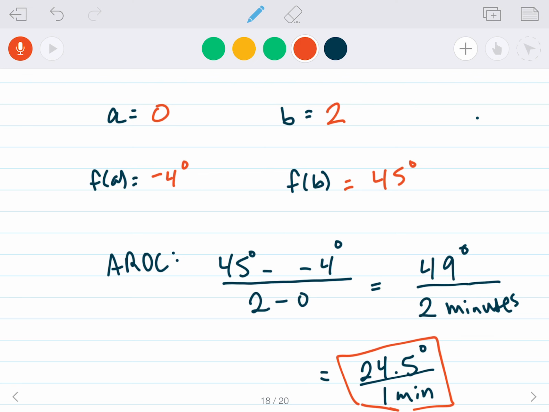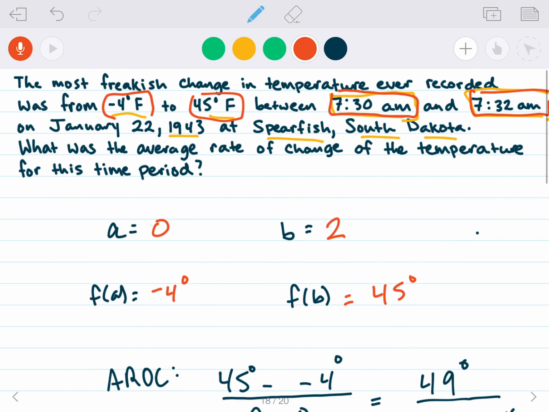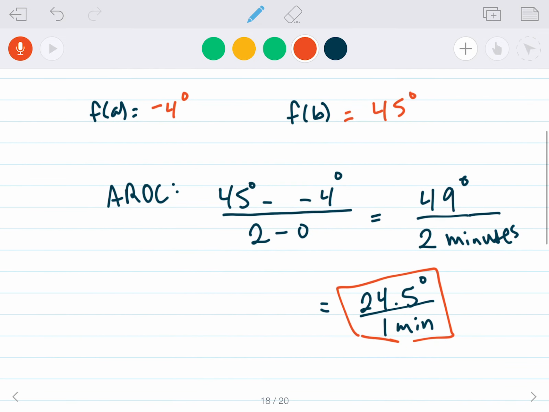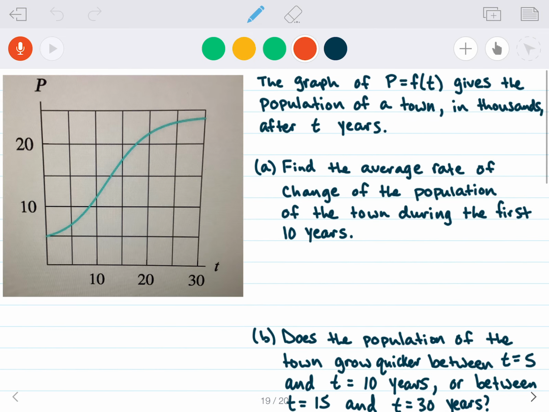And it makes sense that this is positive, right? Because we're going from -4, that's our starting value, to 45 degrees. We are expecting that our rate of change is positive. So that was that. And let's go ahead and do one more here.